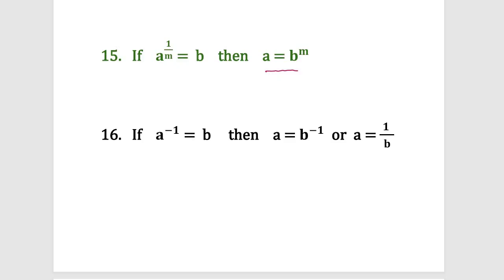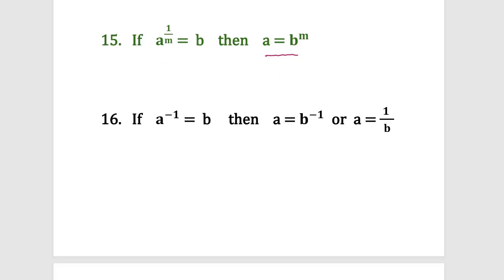Next, formula 16, if a to the power minus 1 equals b, then we can write a equals b to the power minus 1, or a equals 1 by b, because b to the power minus 1 can be written as 1 by b. So these are the basic formulas for exponential terms. Next, we'll move to the logarithm rules.